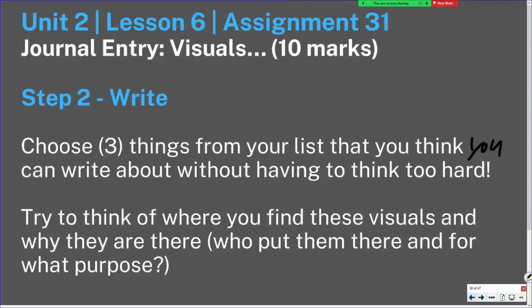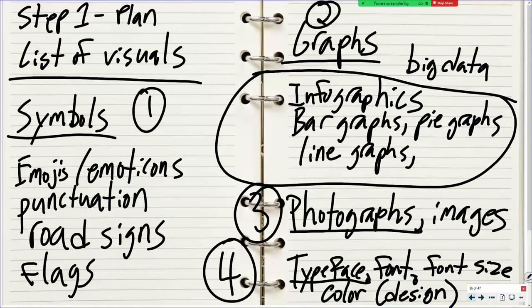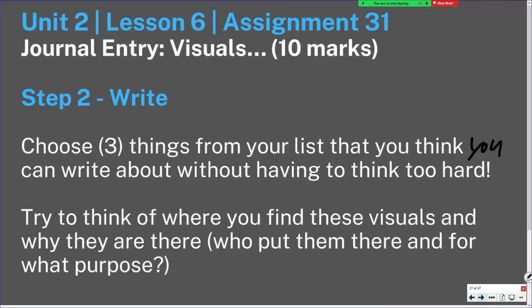Okay, so this is step 2. We're gonna take maybe 3 things here from our list. So I'm looking at my list, and I'm gonna think about what I'm gonna write about. I didn't put maps here. I love looking at maps, so we could have talked about that, but we didn't. Photographs, images, typeface, font. So I think I would go with the graphs, and I would look at the graphs and just see how we could do that. So let's just take that as an example, okay? I'm gonna write down a couple. This is step 2, and so I've chosen graphs.